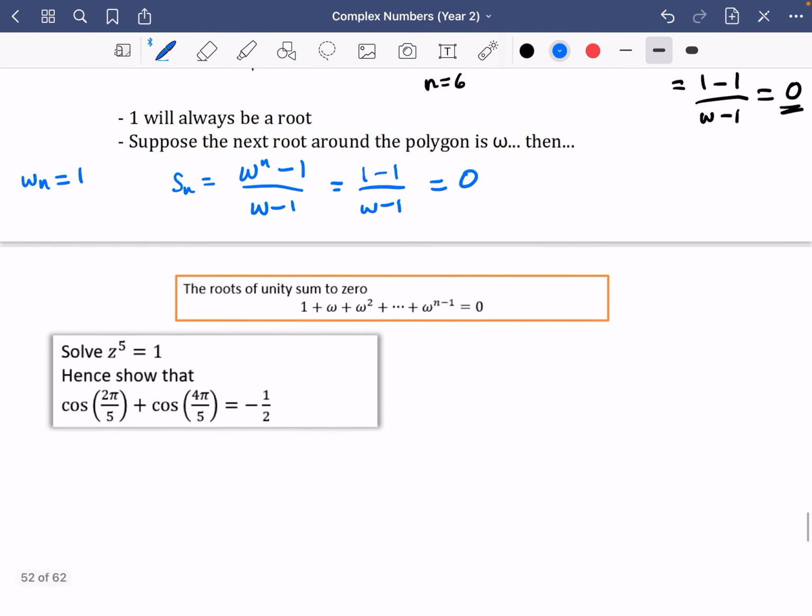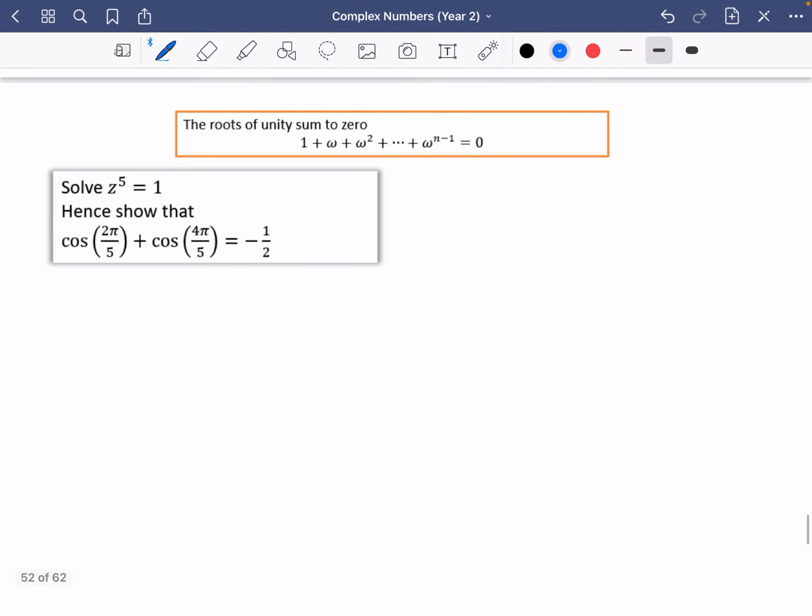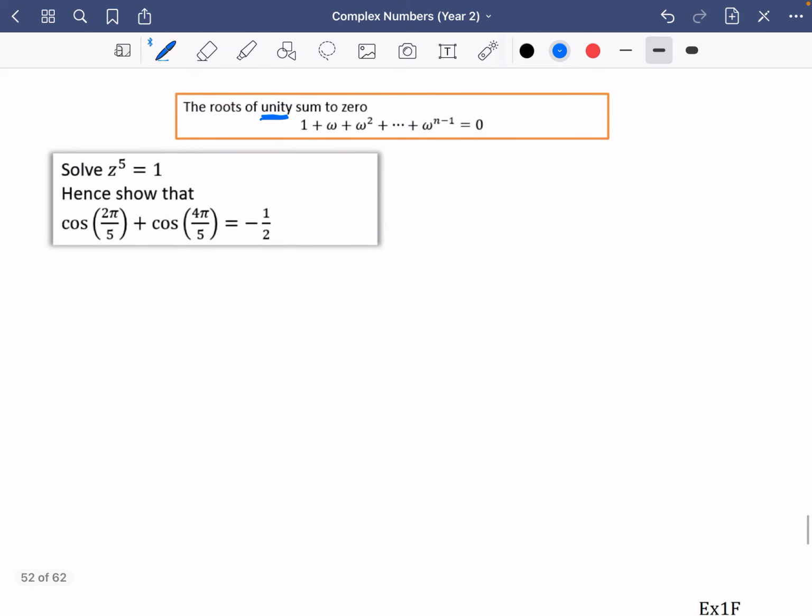So this is something that we really need to use in some of the toughest questions. And the thing that I need you to know is that the roots of unity, it has to be unity, they all sum to 0. And we're going to try and use that in a problem that we've got here, okay?